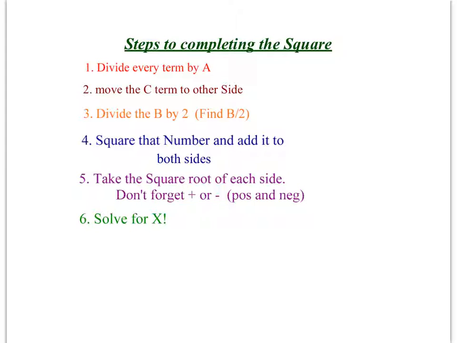There are 6 steps. We divide every term by a, move the c term to the other side, look at the b term, divide it by 2. Let's hope that b is even. If it's not, then we're going to have fractions. We're going to square that number that we get when we divide b over 2, and add it to both sides. We're then going to take the square root of each side. Don't forget your plus or minus. And then lastly, if necessary, solve for x.